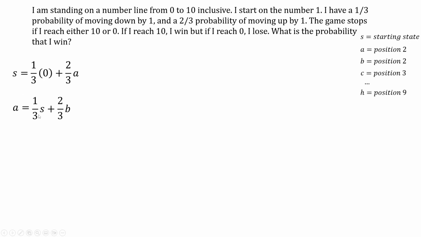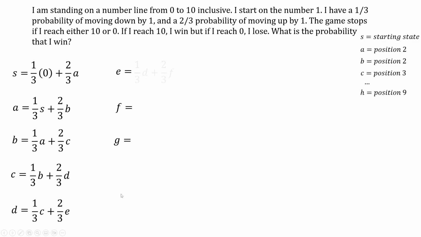So from A we have a 1/3 chance of moving down by 1 to get back to S, or moving up by 1 to get to B. And then from B, which is position 3, we could move down by 1 to get to position 2, which would just be A. So that's a 1/3 probability of getting to A, or a 2/3 probability of moving up by 1 to get to position 4, which is C. And then from C, you'd move back by 1 to get to B, or move forwards by 1 to get to D, with probabilities 1/3 and 2/3 respectively, and you'd carry on.